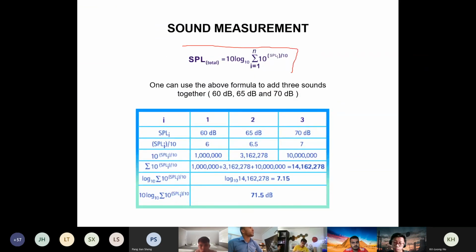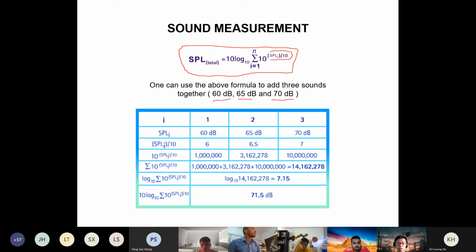So here is the equation that we always use to combine two or more sound sources' sound levels. Here, for example, we have three sound sources. The first one produces 60 decibels, the second 65, and the third one 70 decibels. So now if I ask you how much is the sound level in this room, what you have to do is take these numbers and put them in this equation.